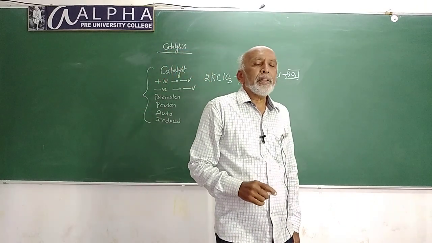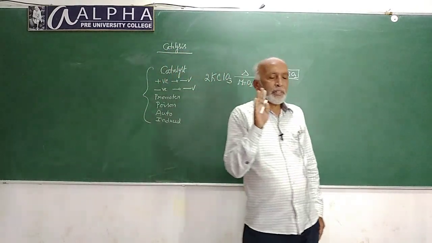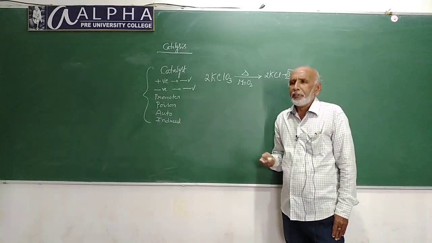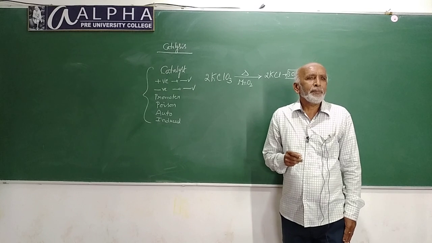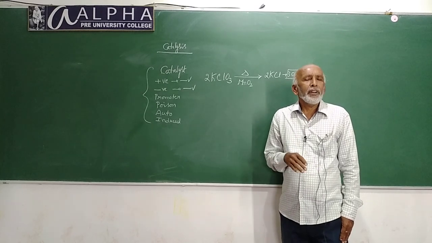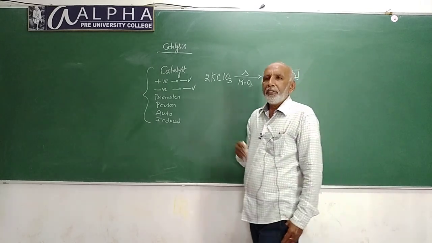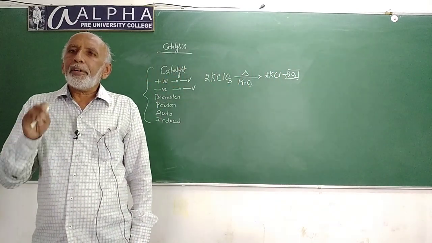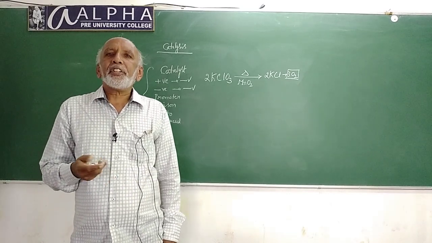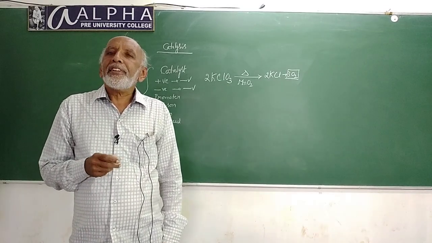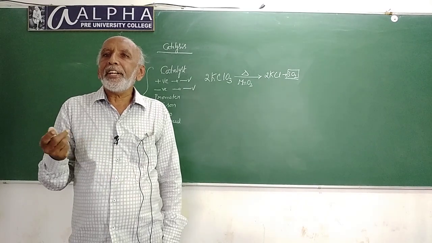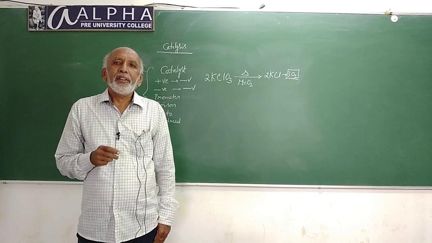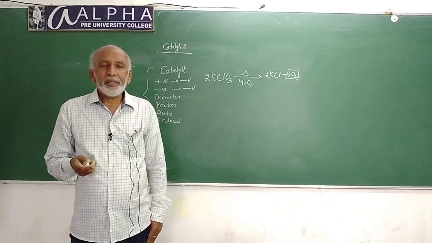Next, negative catalyst. Negative catalysts are the substances which decrease the rate of reaction. Some reactions are very fast. To control such reactions, to reduce the rate of such reactions, sometimes some substances are added into the reaction mixture. Such substances are known as negative catalysts or inhibitors or retarders.